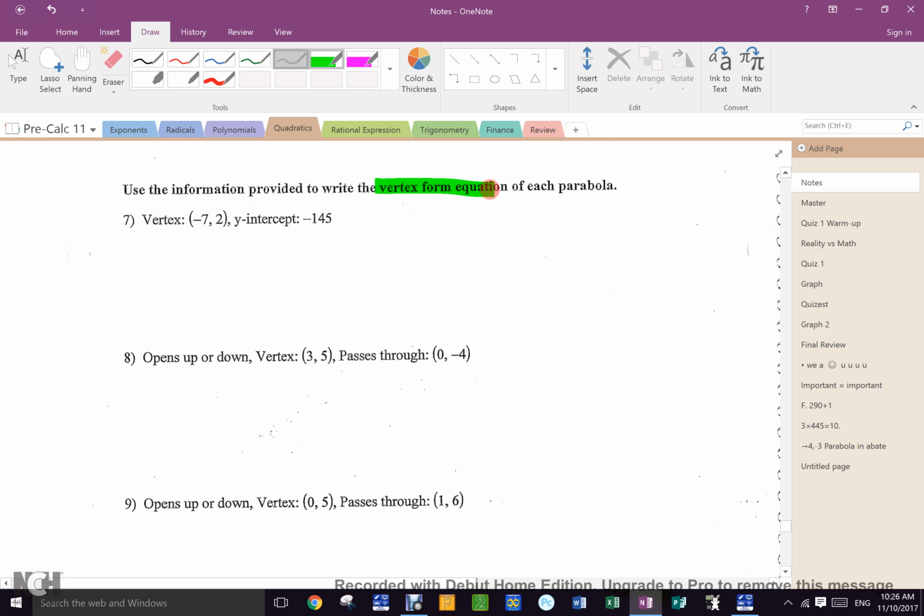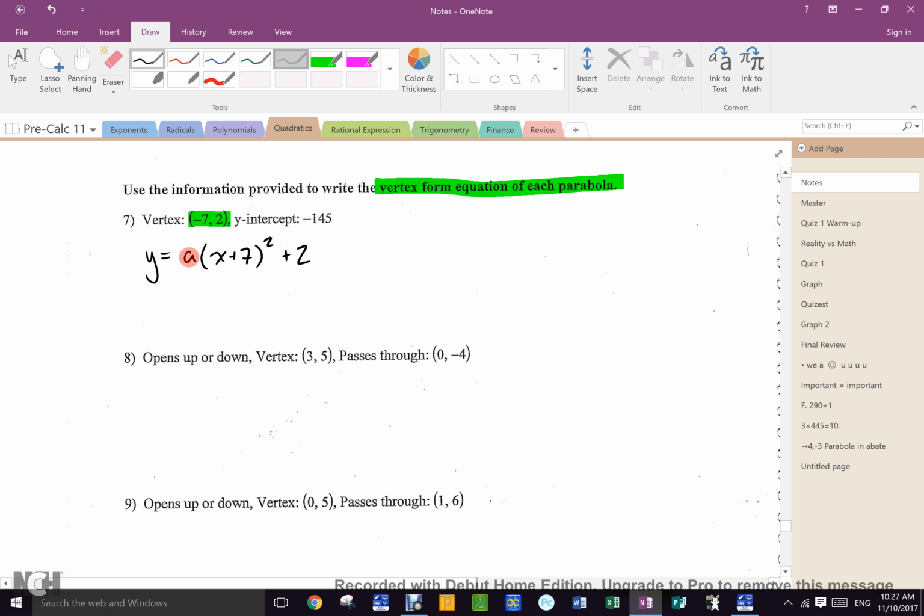I wanted vertex form of each parabola. I'm going to give you 2 marks for each of these, I think, because you had to know what vertex form was and you had to do some kind of math to find all of it. First one gets you an easy 2 marks, though, because I gave you the vertex. The vertex was right there. So vertex form is, as always, y equals a(x plus 7) squared plus 2.